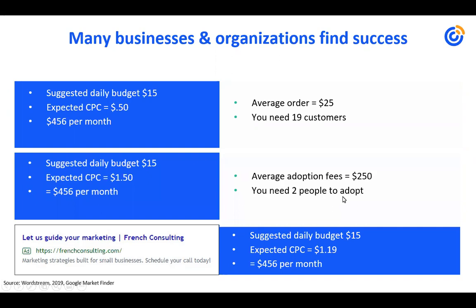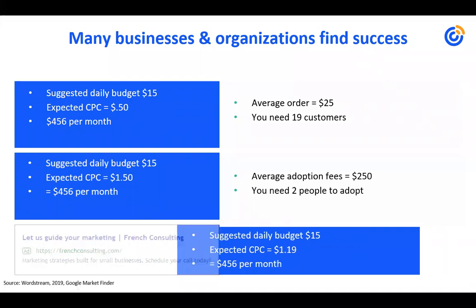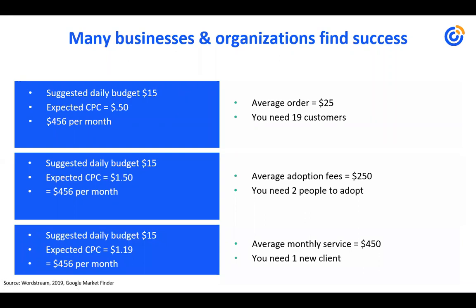For the animal rescue, if the cost for people to adopt a dog is $250, we would need 2 people from that ad to adopt in order to cover the cost. Then in this last example, if the average monthly service cost is $450, then 1 new client would cover the cost of the ad. In these examples, you may not get this number of impressions or clicks, but these would be the numbers you need to hit to cover the cost of the ads.